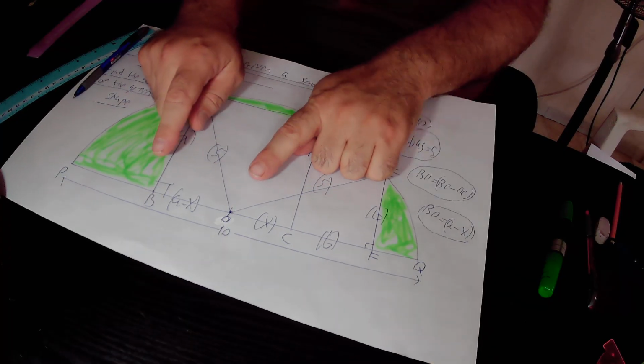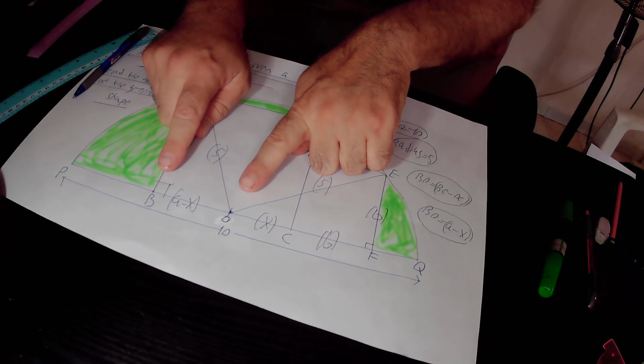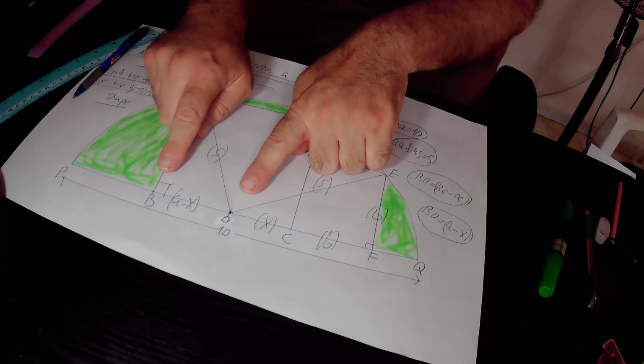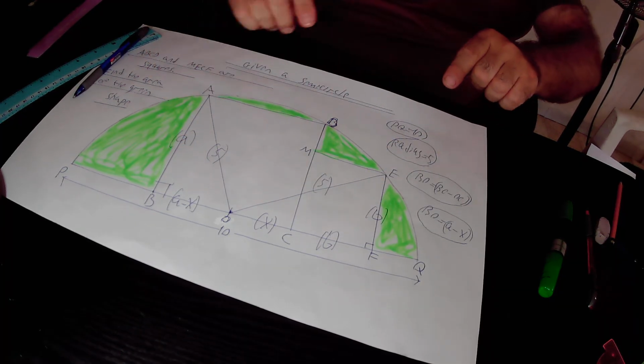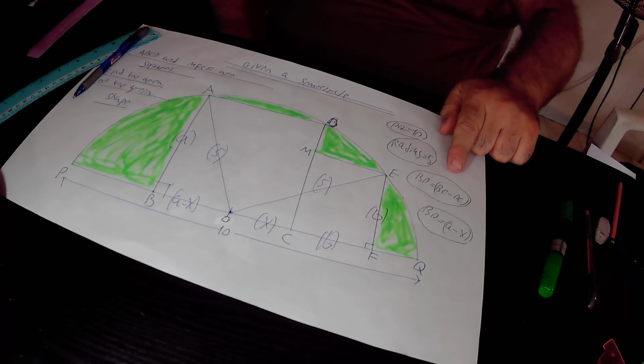So what is the length of line segment BO? From the drawing it is very easy to see that BO equals BC minus OC.